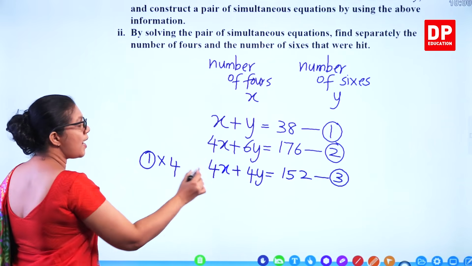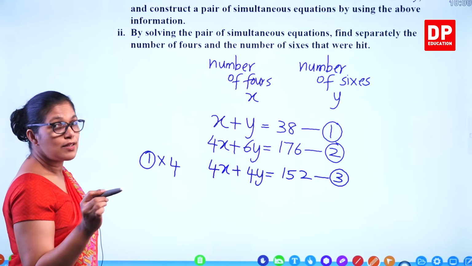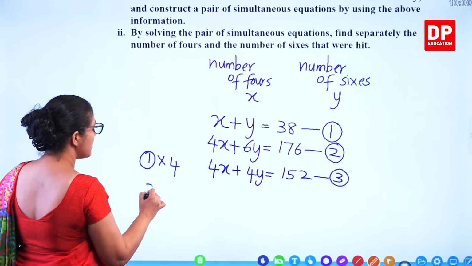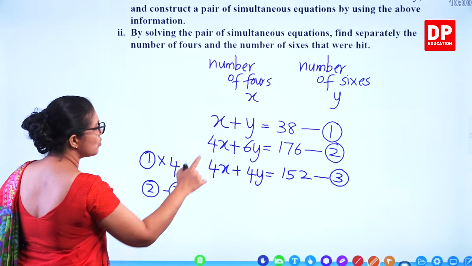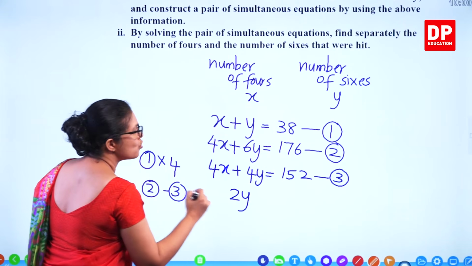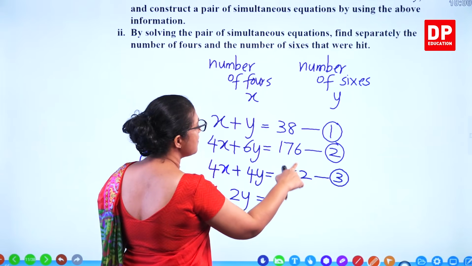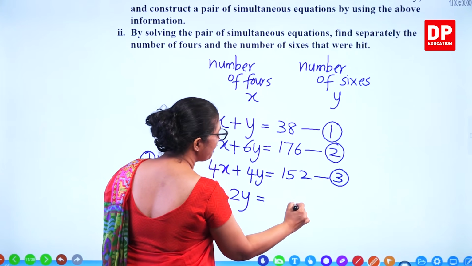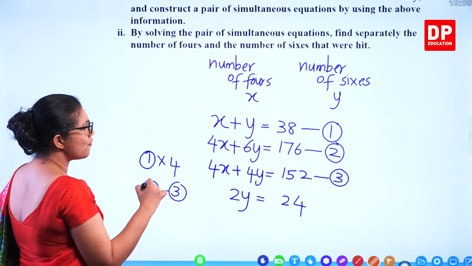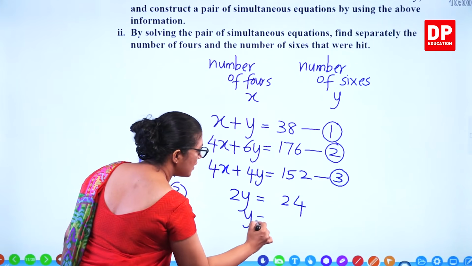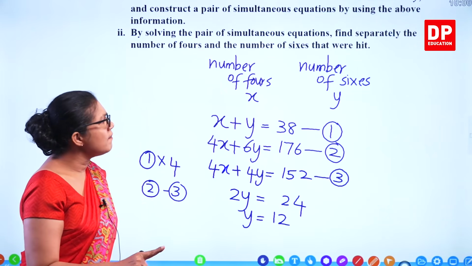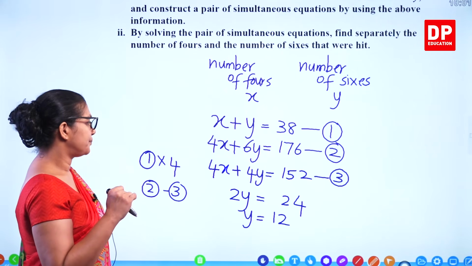Now see, same coefficient, same sign. So what do you do? You have to subtract the two equations. So I'll take 2 minus 3. So the x terms get cancelled out. 6 minus 4, that's 2. So 2y equals 176 minus 152, which is 24. So what is y? Divide by 2, 12. So that means 12 sixes.